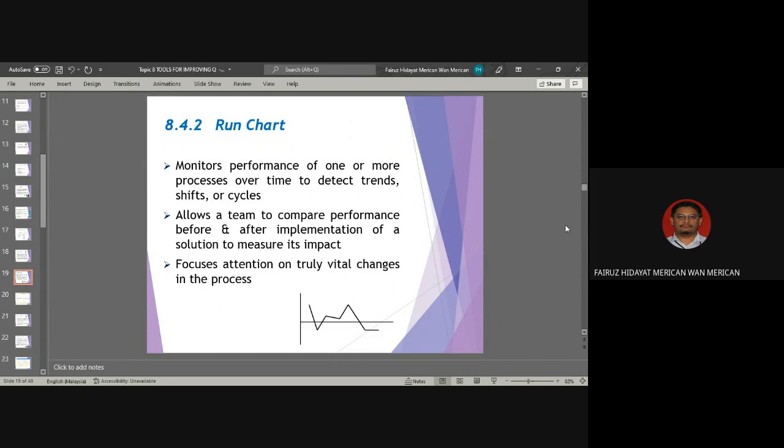So the company can use the run chart to compare the performance of, for example, the product or service before the solution was implemented and after the solution was implemented. Did the new solution help to improve the quality or not? That can be determined from this run chart. It also focuses attention on truly vital changes in the process. When they do the comparison, or when they just look at the chart itself, they can see any vital, any drastic changes in the process or in the quality of the product or service.